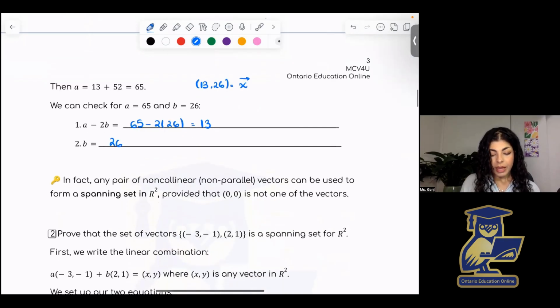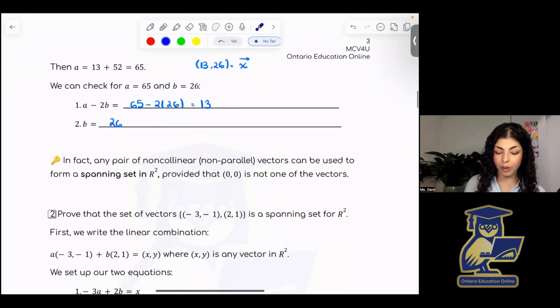So, in fact, and this is what I mentioned to you above as well, any pair of non-collinear or non-parallel vectors can be used to form a spanning set in R squared, provided that 0, 0 is not one of the vectors. And one question I could ask you here is why can we not have 0, 0 as one of the vectors, so our zero vector? And I want you to think, if you have a linear combination or a spanning set with that.